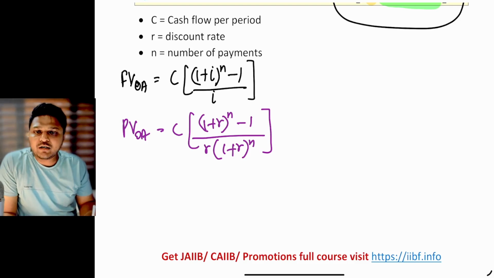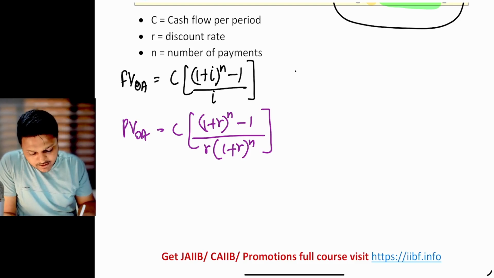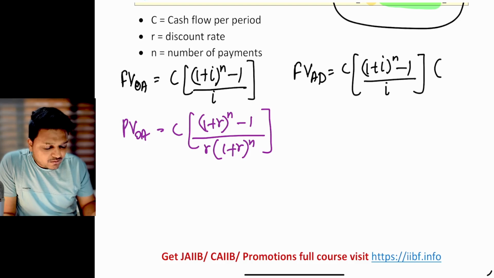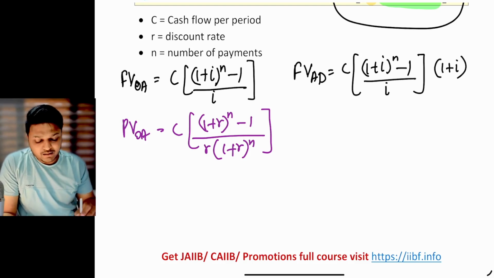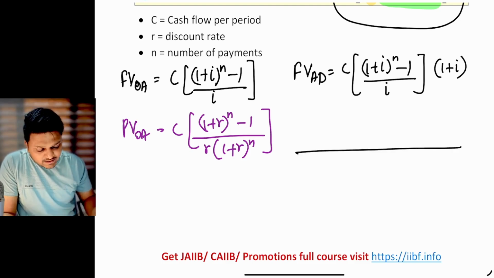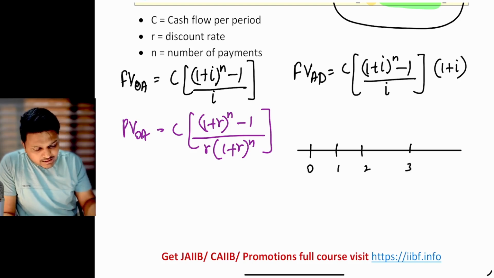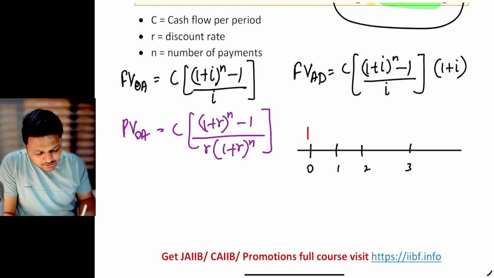And what about the annuity due? If we are to calculate the formula for the future value of the annuity due, same formula: C into 1 plus I raised to power n minus 1 divided by I, and one extra term, because I told you in the above example also that one extra term is there. I just told you that if the timeline is there and I'm going to invest the money for 3 years, 0, 1, 2, 3, in the case of the ordinary annuity I'll be depositing money here, here, and here, annuity due.